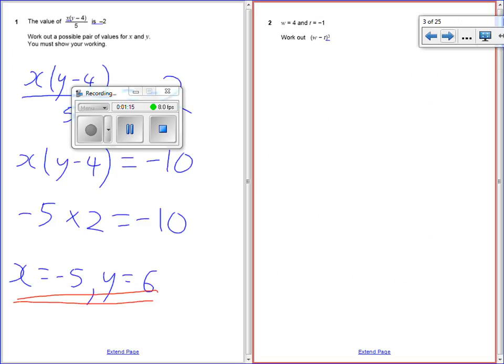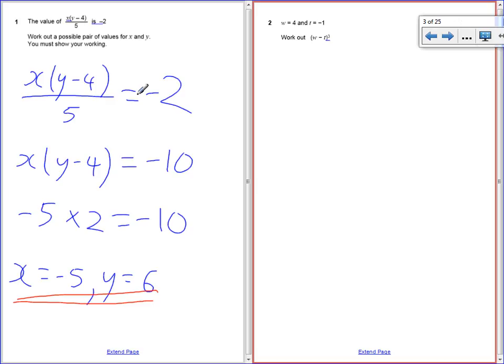Next question. Again, just a substitution one. You did have a calculator here, so you could have subbed it into your calculator. But it's good to be able to do questions like this without your calculator as well. w equals 4, t is negative 1, and we've got to work out (w minus t) cubed. So all we're doing is (4 subtract negative 1) all cubed.